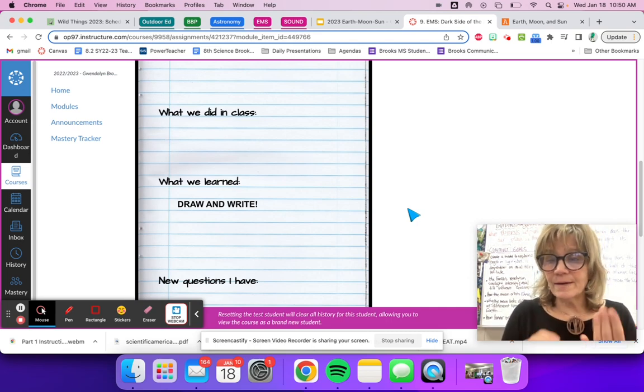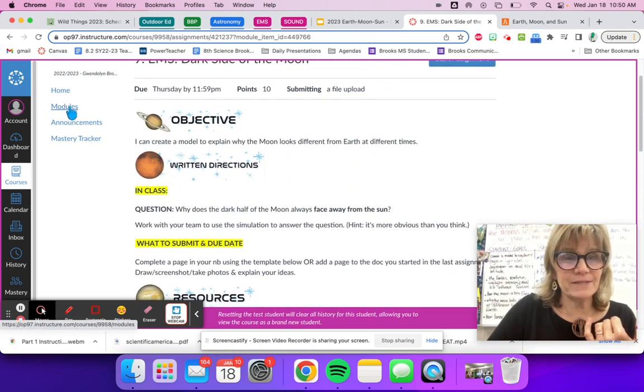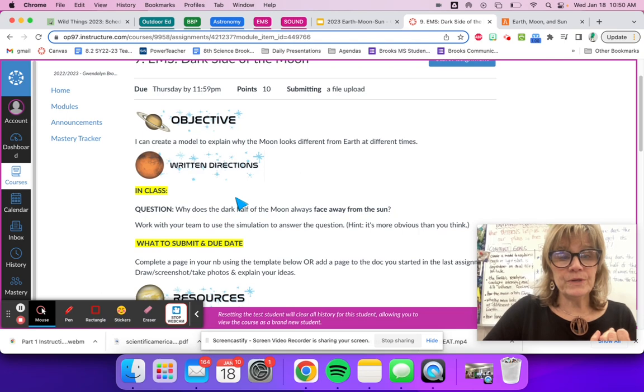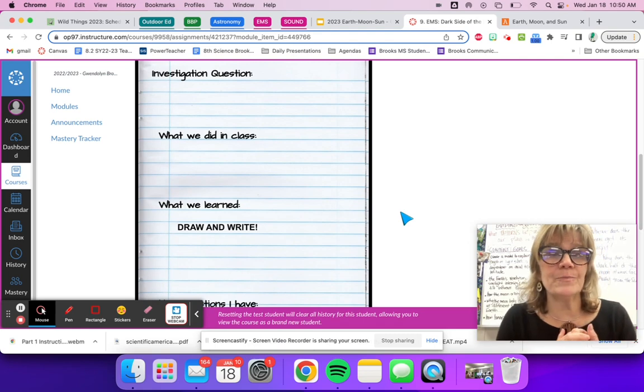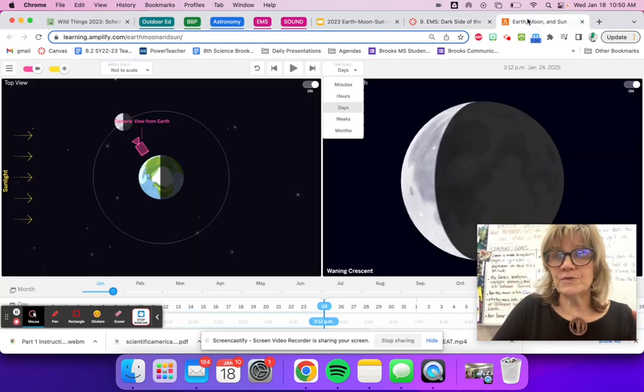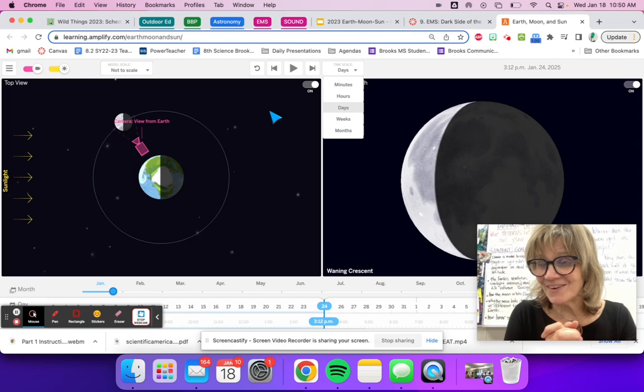So don't forget, part 1 is assignment 8. Part 2, your question is, why does the dark half of the moon always face away from the sun? Using a new investigation page in your notebook, a new slide on your presentation, using the same simulation, answer that question. Okay?